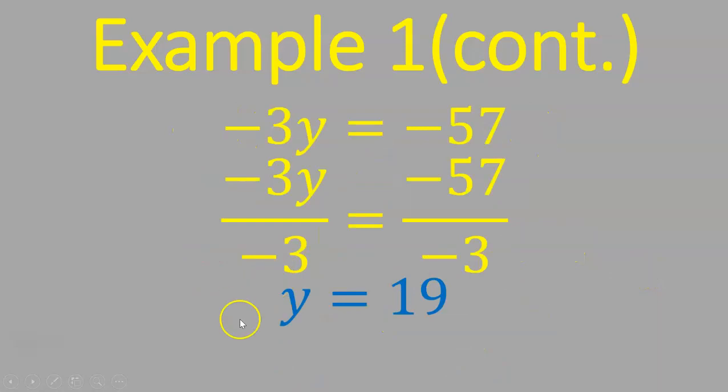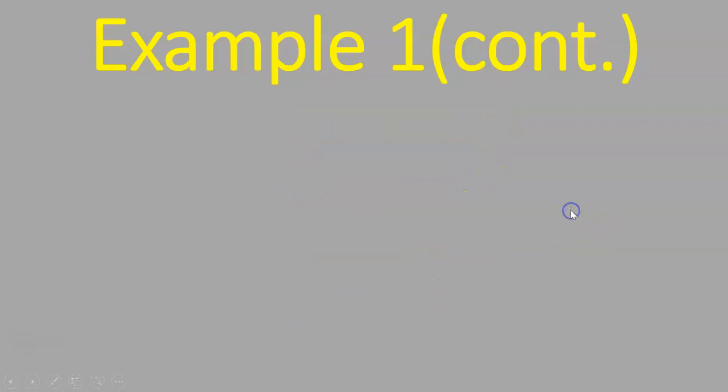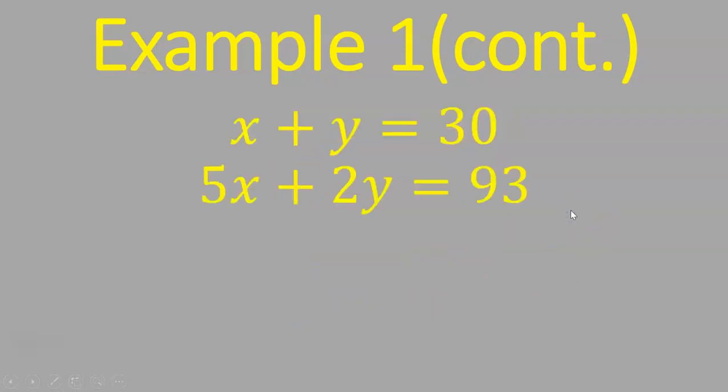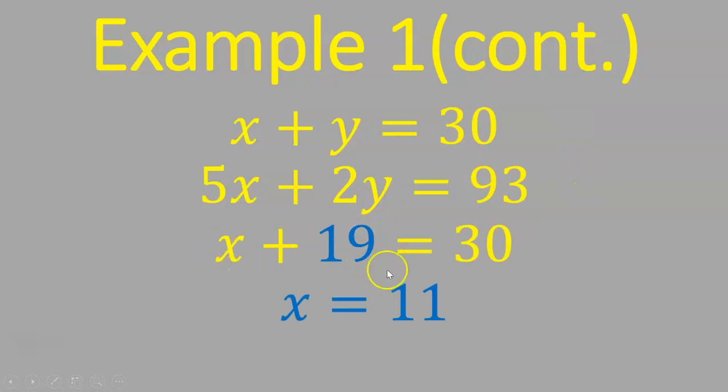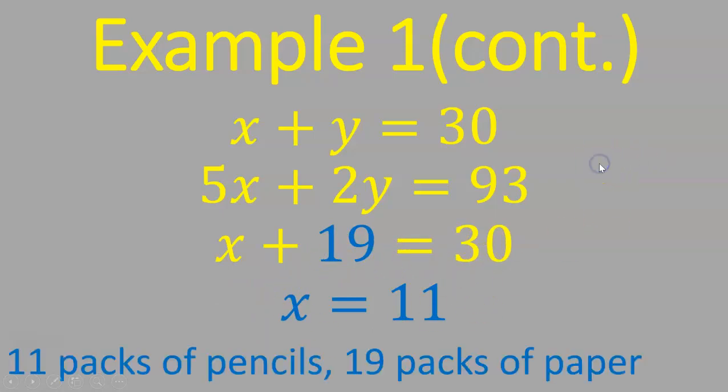Solve for y to get 19. Okay, so that's 19 packs of paper, remember. So there's the system. It's a little easier to put it in the first one, though you could choose the second one. So I put 19, that's what we had for y, in here. Now I didn't show my work here, but you're going to subtract 19 from both sides to get 11 packs of pencils. Okay, so she bought 11 packs of pencils and 19 packs of paper.